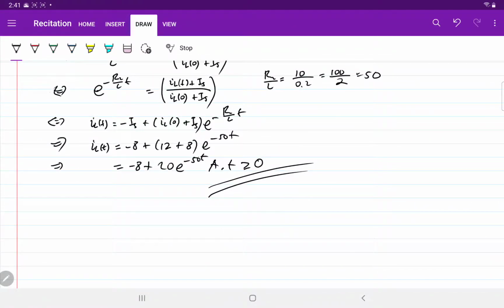So when t is infinity, e to the power minus infinity, or 1 over e to the power infinity, is 0. So you will have minus 8 amps. So that makes sense. That's how you do a sanity check for your solutions. And since we have confirmed, we can now be sure that this equation is correct.